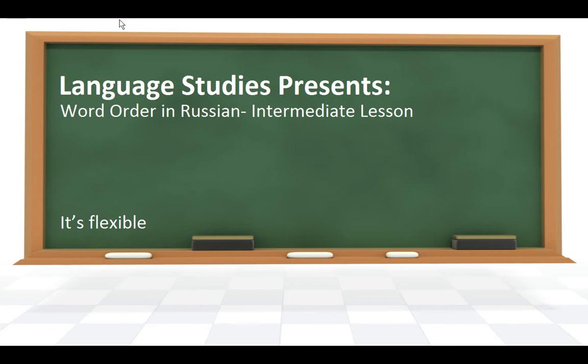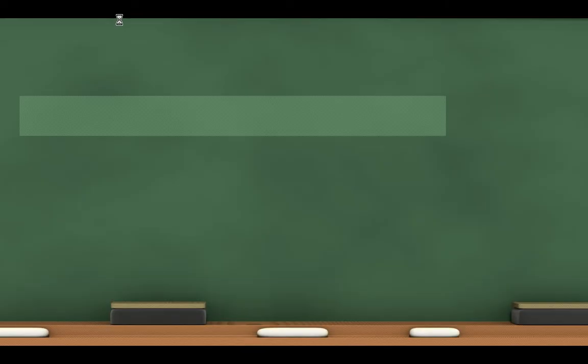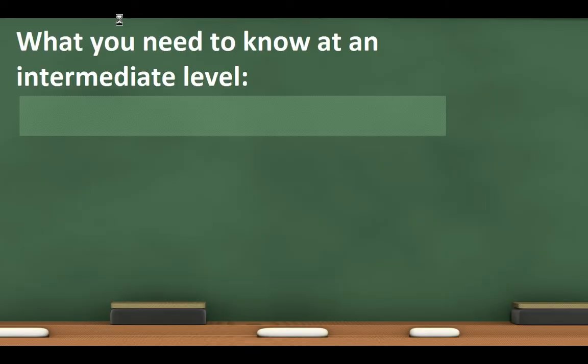So what you should realize with Russian is that word order is flexible. And there could be a whole book written about word order in any language, so to do this in one video is actually pretty difficult. And so I'm just going to go over a few quick rules that I think are important for you to know, and that I think would help you in your studies as an intermediate language learner. Okay, so let's get started. So let's go over what you really need to know.